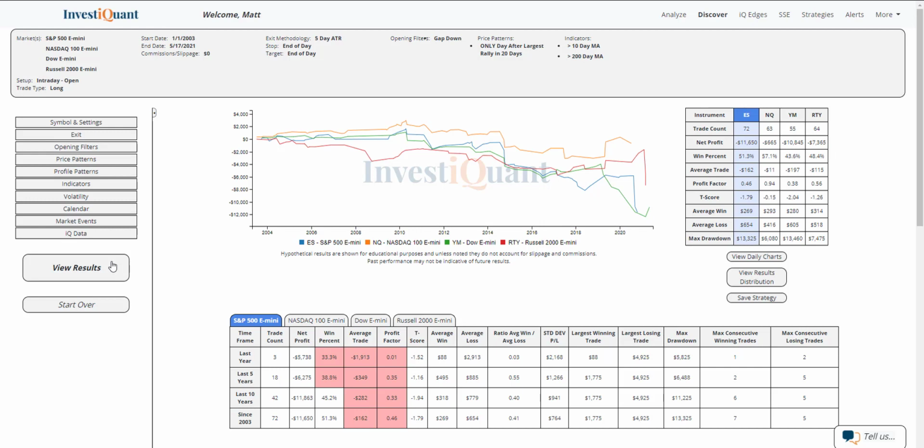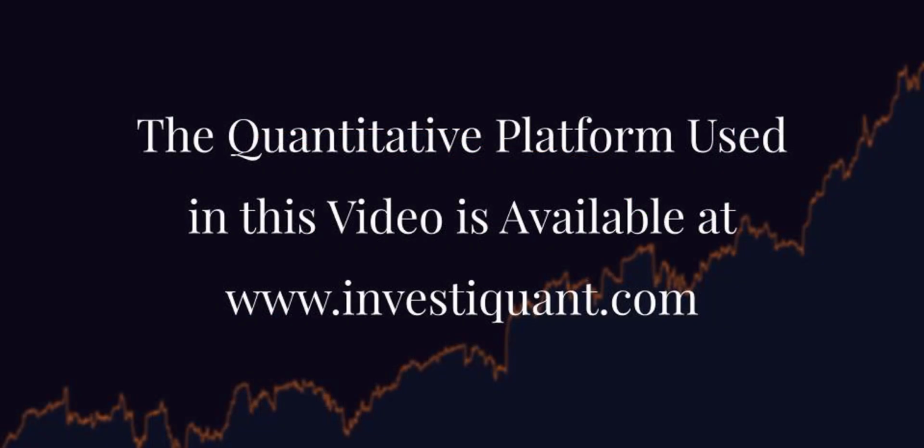So historically, this pattern has not shown a real tendency to close one way or the other, but it has shown that consistently the bigger moves have been to the downside following that largest rally of the past 20 days pattern that we're looking at here.